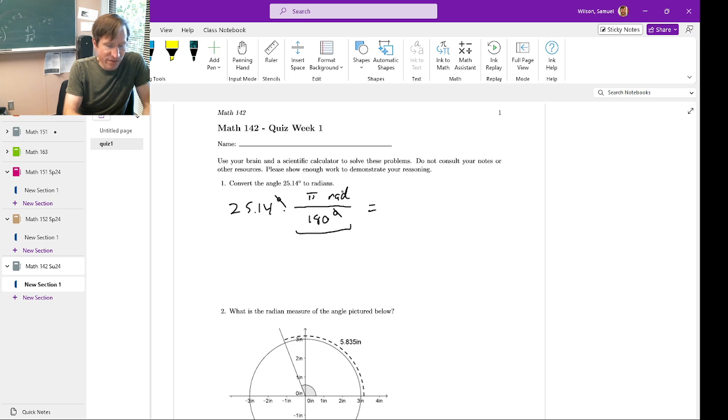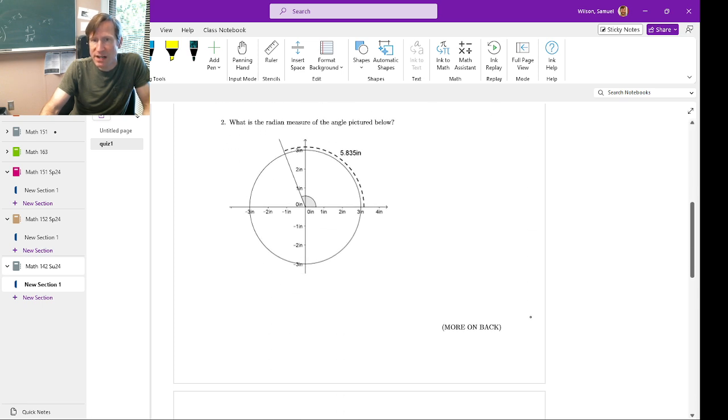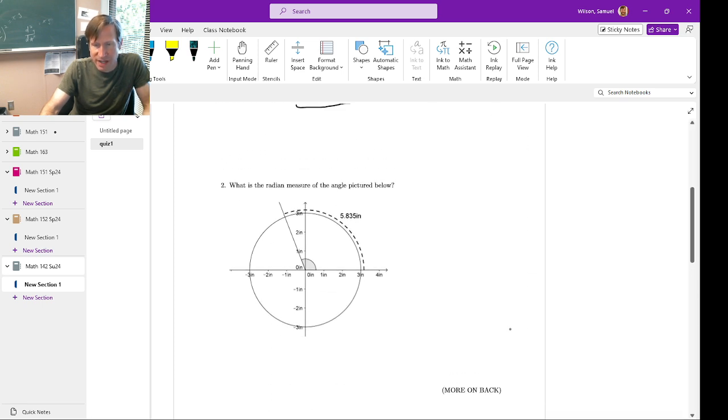So we're going to take 25.14, multiply by pi. My calculator has a pi button built in. And then divide by 180, and we get 0.43877 radians. Okay, radian angle measure for this angle.